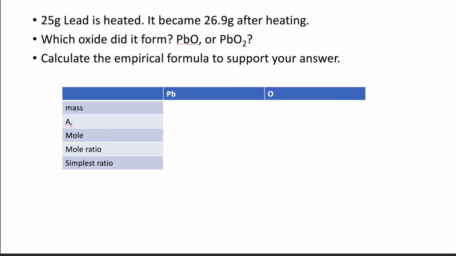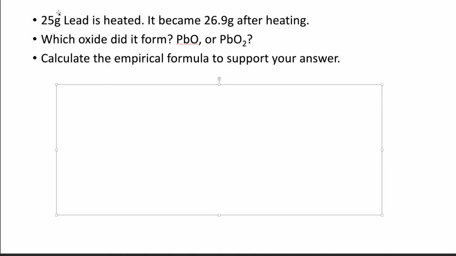Okay, lastly, this will be a short video. Lastly, 25 gram of lead is heated. It became this amount after heating. So it gains weight because of the oxygen that it receives as an oxide. So which oxide did it form? This or this? Calculate empirical formula to support answer.